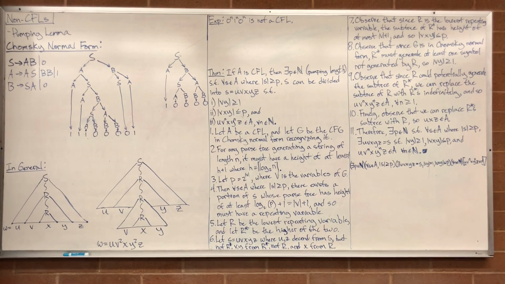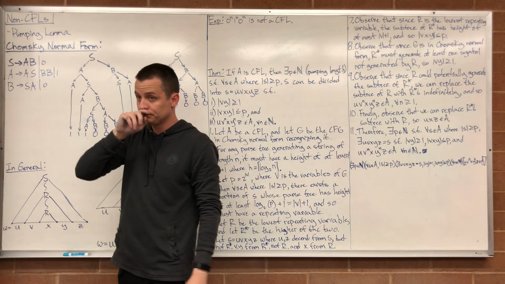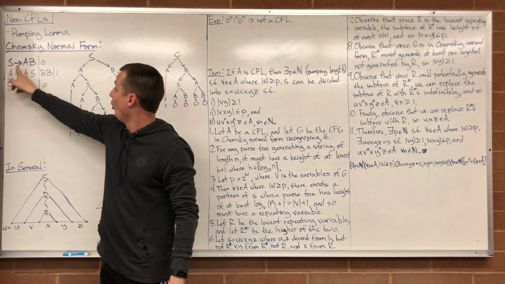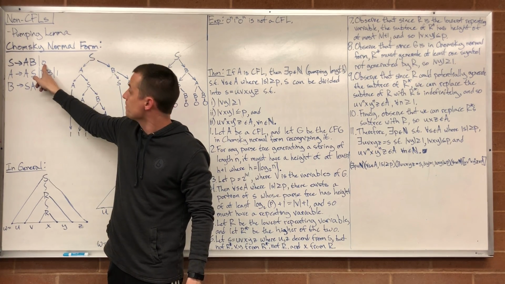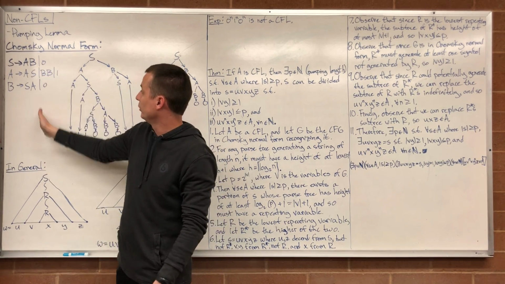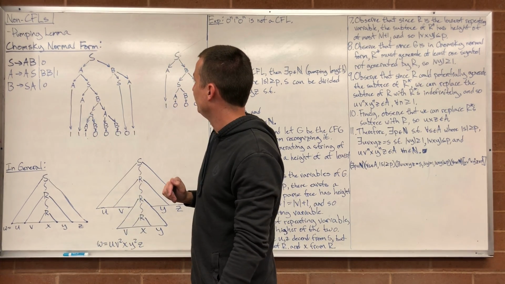But Chomsky normal form, I told you that oftentimes converting a grammar to Chomsky normal form makes it a hideous grammar, blows it up, tons of rules, but it makes it easy to prove things about the grammar. So Chomsky normal form says all your rules are going to be one variable goes to two variables, or one variable goes to just one terminal, and only your start variable can go to the empty string. No other variable can go to your empty string, and you can't go back to your start variable.